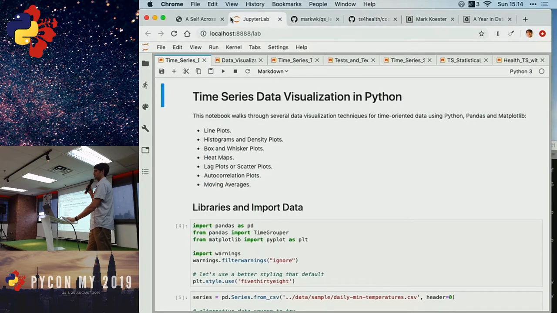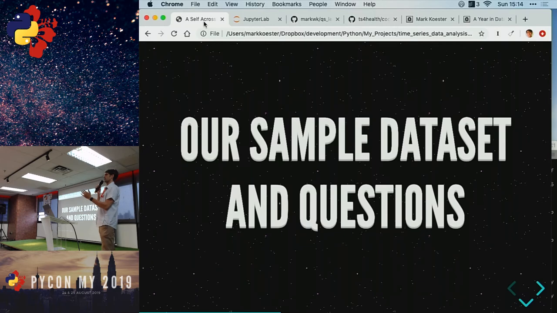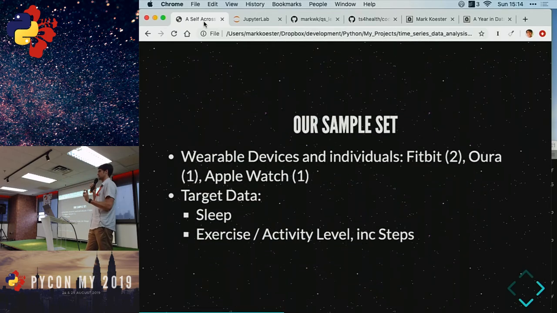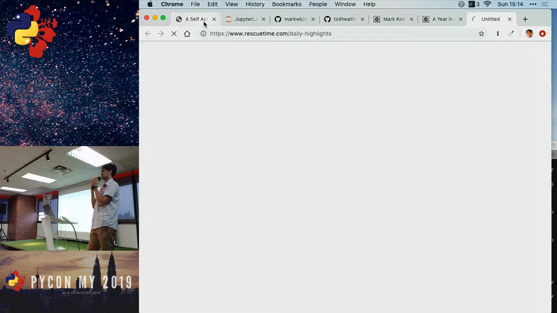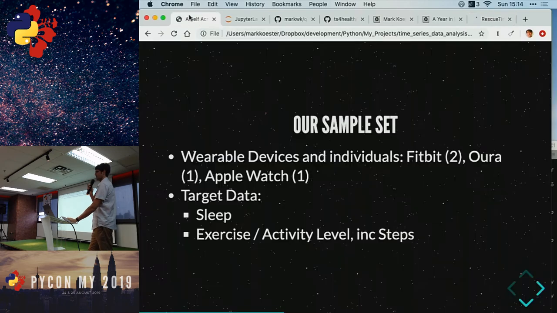For my current research work, I'm working with about 25 different people in Canada, and we're using a number of different medical or self-tracking data. For this project, we're really just looking at a couple of small things. We're looking at three different wearables. Two people with Fitbit, one person with an Oura, which is a ring you wear to track yourself. It's pretty cool. It's probably the most popular one for biohackers. And then I have an Apple Watch, but this isn't actually my data. So we're going to look at sleep, exercise, and activity.